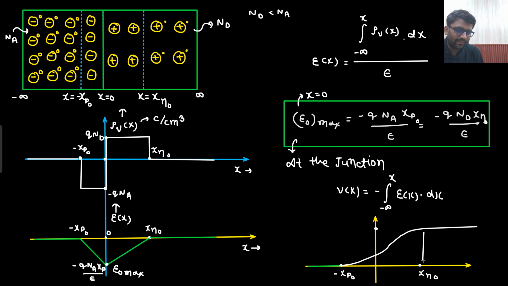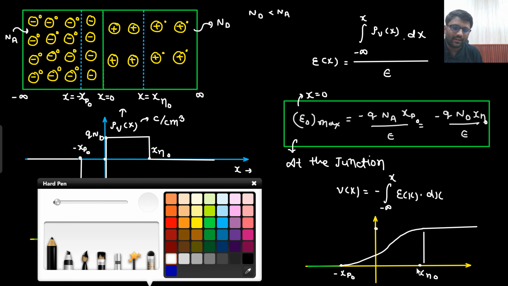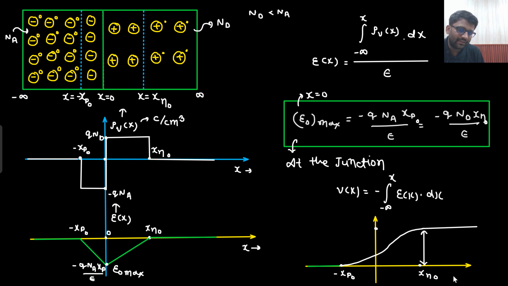Can anyone let me know what this height would represent? So this height would represent built-in potential. What I am drawing is Vx versus x. So this potential minus this potential, isn't it built-in potential only? Isn't it VBI only? Here you have positive potential, here negative potential. So positive potential minus negative potential.